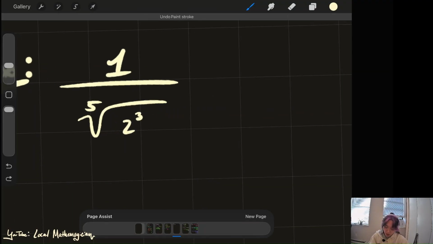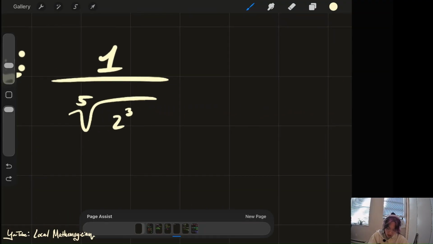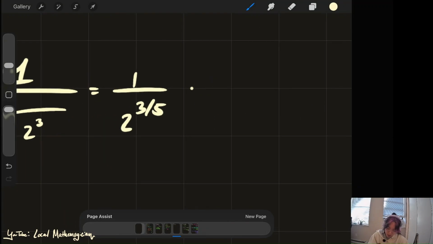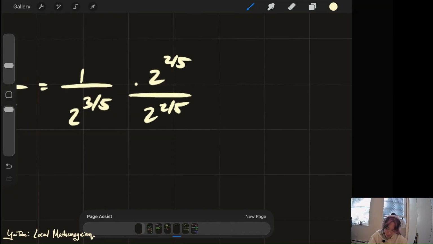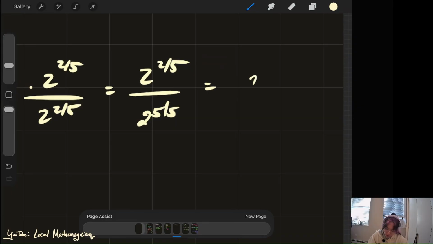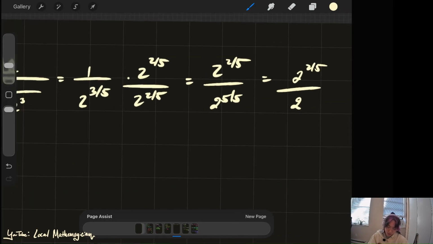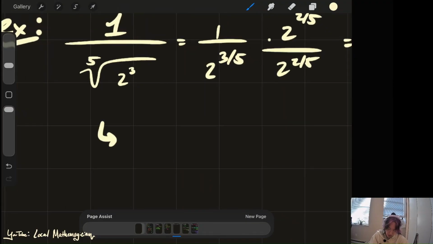So in principle, you could say this is the same as 1 over 2 to the 3/5, and then we want to multiply by 2 to the 2/5 over 2 to the 2/5, right? Which gives you 2 to the 2/5 all over 2 to the 5/5, which is 2 to the 2/5 over 2. Totally could do that. Instead of doing that, you could just say, oh, well, I mean, 2 to the 3rd is just some number.